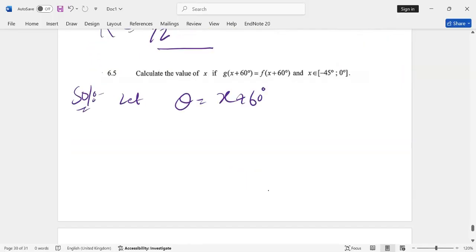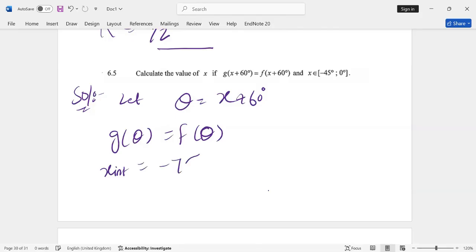So the equation g of theta equals f of theta, which means that theta is an x coordinate of an intersection point. So the intersection points are at x intersection equals minus 75 degrees and 165 degrees, and also x intersection equals 45 degrees, all right?